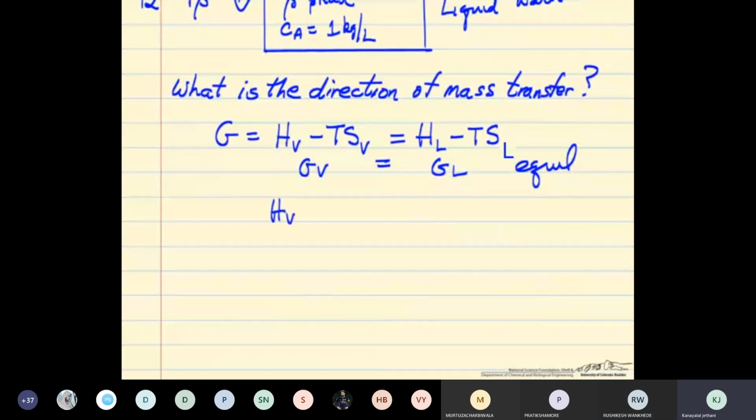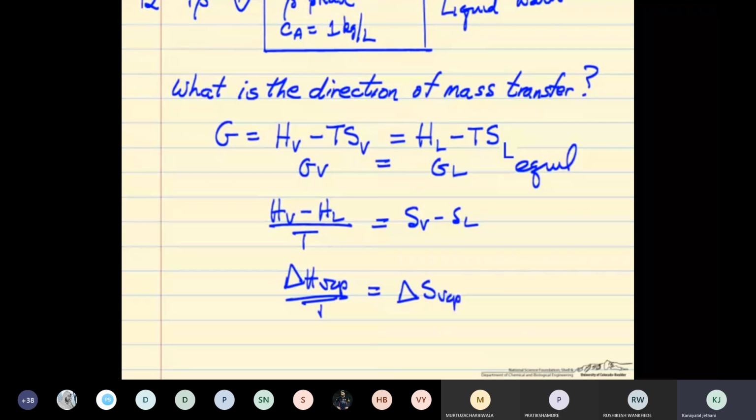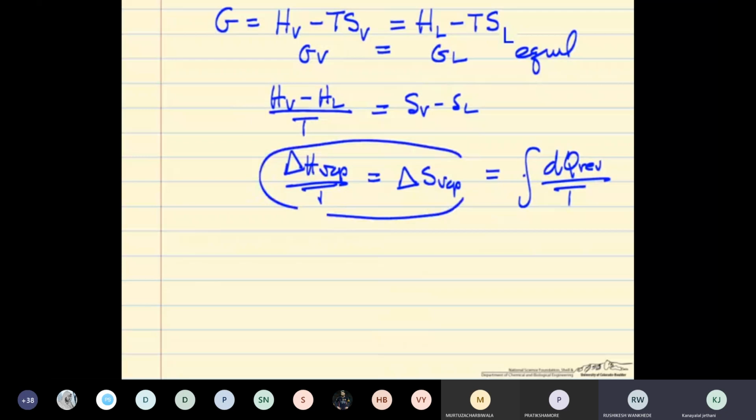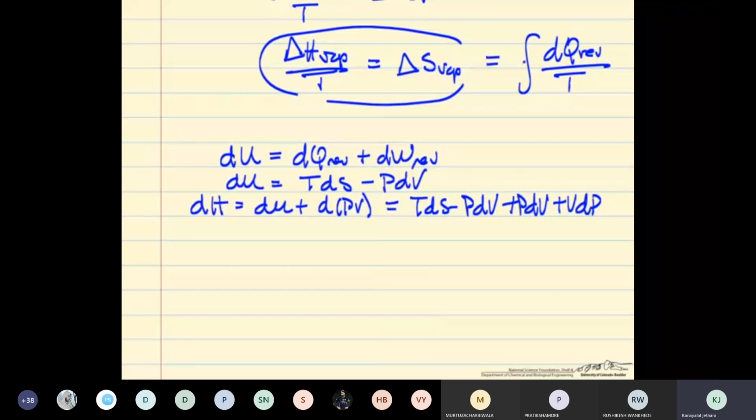If we rearrange this equation, we notice H vapor minus H liquid over temperature is S vapor minus S liquid, which means delta H of vaporization over temperature is equal to delta S of vaporization. Heat of vaporization divided by temperature is the entropy change of vaporization. This is how we originally derived entropy, where entropy change we defined as dQ reversible over T. And for phase change, T is constant, Q is delta H when we carry out vaporization at constant pressure. And so this equation follows from our definition of entropy, and shows us the Gibbs free energy is the same in both phases. So let's look at how we get fugacity from Gibbs free energy.